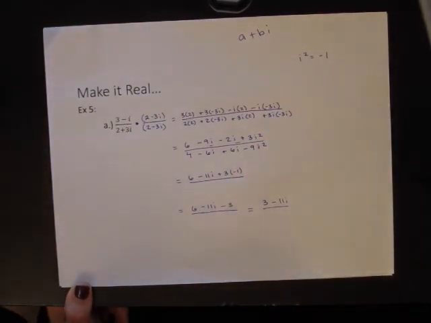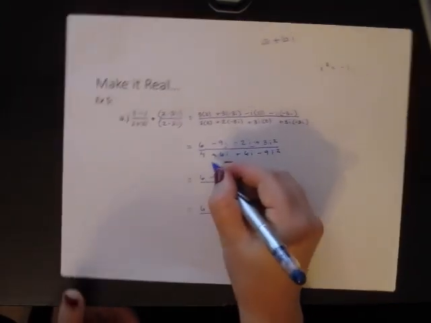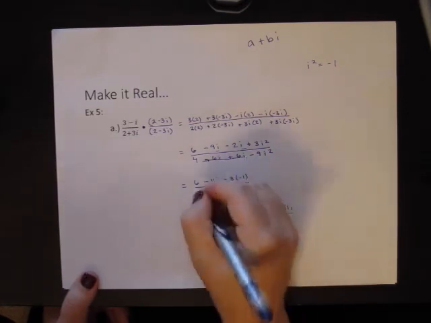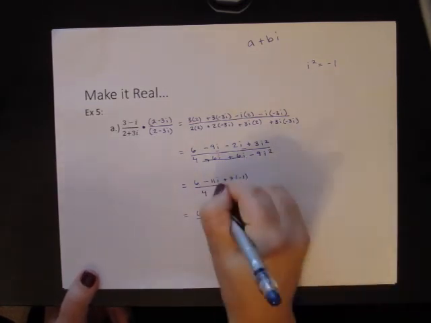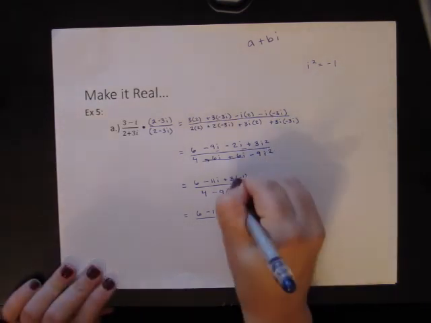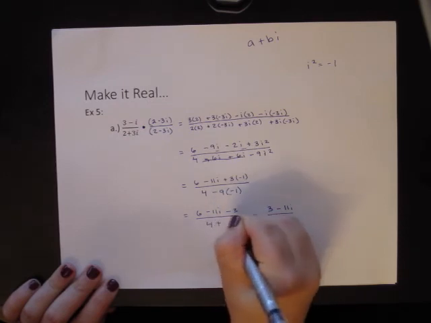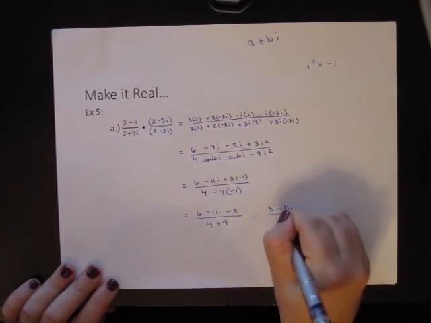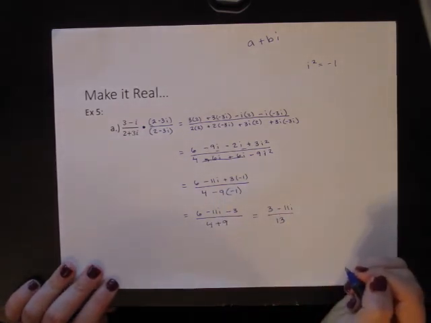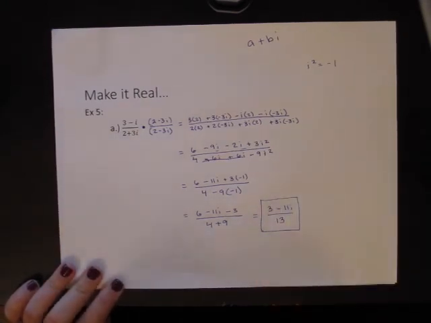Alright, when we combine like terms, what we see is negative 6i plus 6i cancels out, so I'm left with 4 minus 9, and then instead of i squared, we're going to replace that with a negative 1. So that would be 4 plus 9, which would be 13. Last thing we do is check to see if we can cancel. We can't. That's our answer.